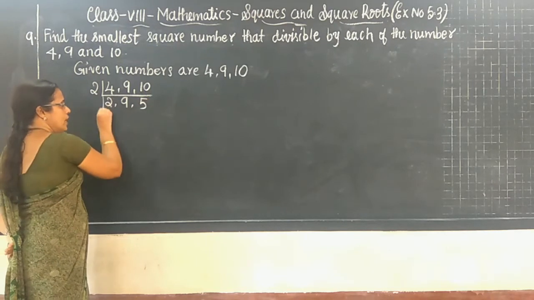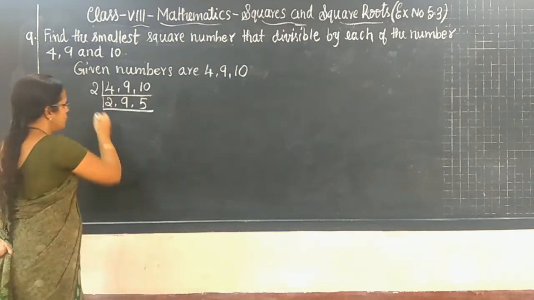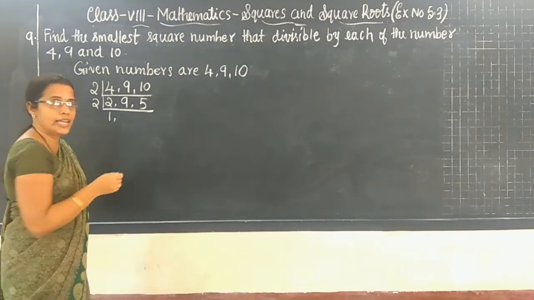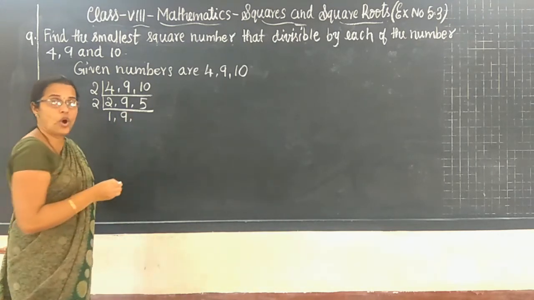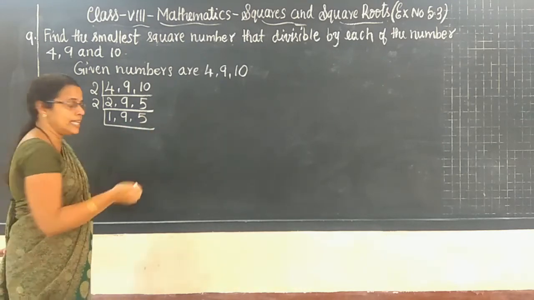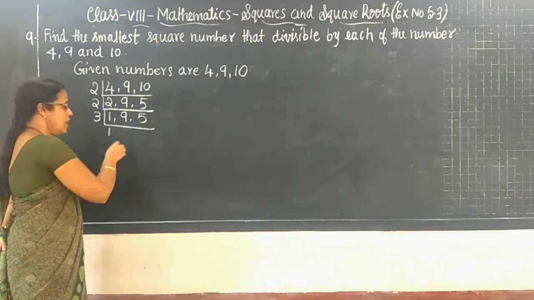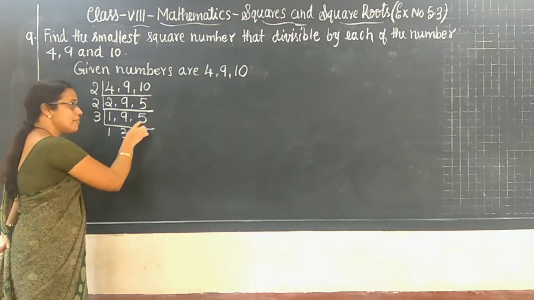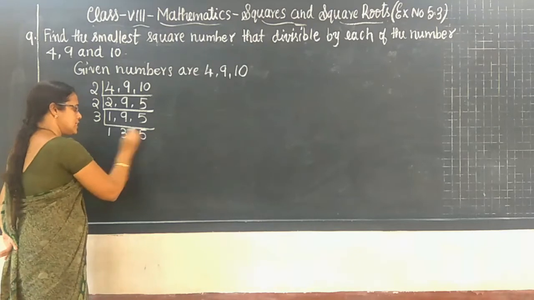2 how much are 10? 2 fives are 10. Again divide by 2. 2 ones are 2. 2 how much are 9? Not possible, as it is. 2 how much are 5? As it is. Okay, now divide it by 3. 3 threes are 9. 3 how much are 5? Not possible, as it is.